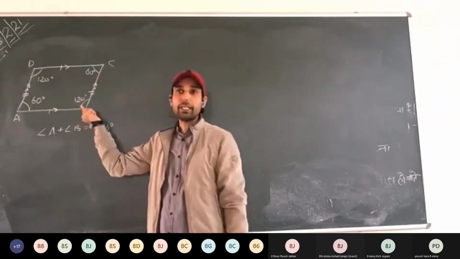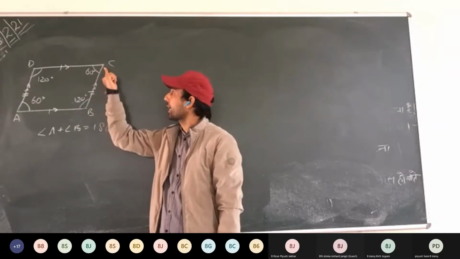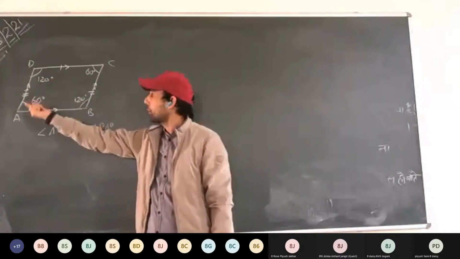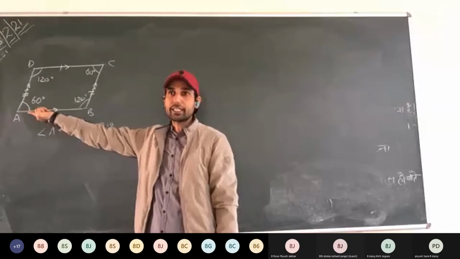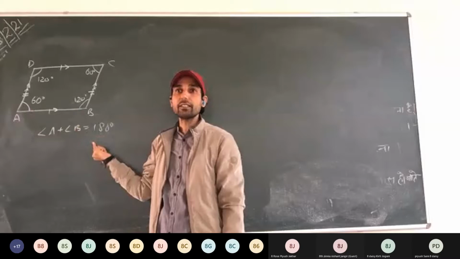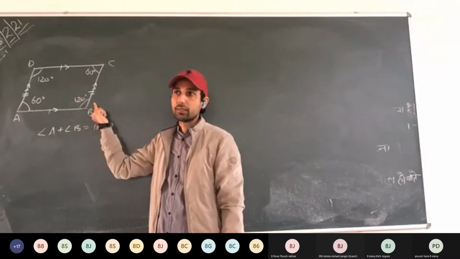See here, angle A plus angle B 180 degree. Angle B plus angle C 180 degree. Angle C plus angle D 180 degree. Angle D plus angle A 180 degree. So adjacent angles are supplementary and opposite angles are equal.